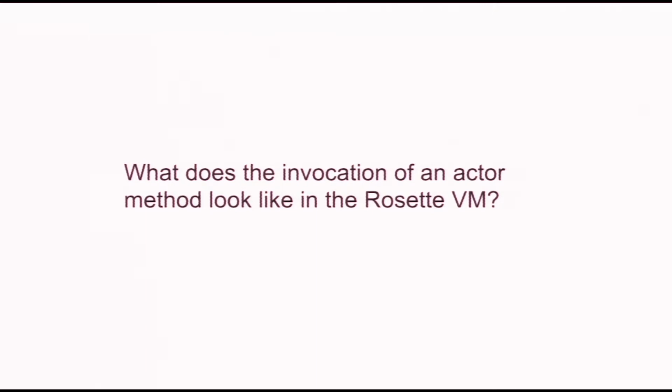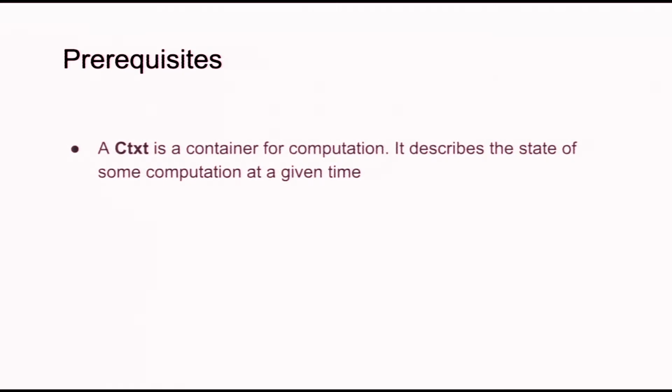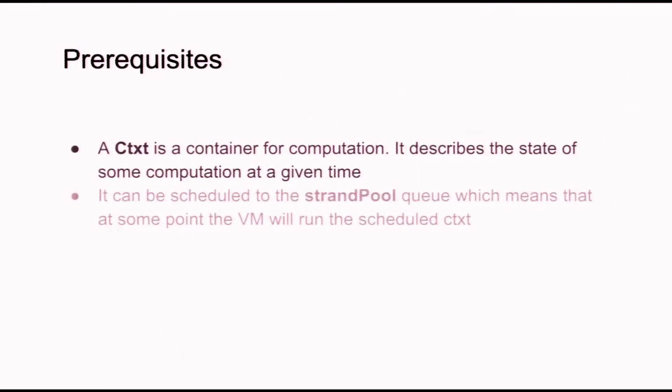So we're talking about what the invocation of an actor looks like in the Rosette VM. First basic thing is a context. Greg talked about that. It's an encapsulation of some code and some arguments and the target and everything that you need to execute that little piece of code. A context can be scheduled on a strand pool or queue or some type of scheduler that decides who executes next and whether they're ready to execute and so on.